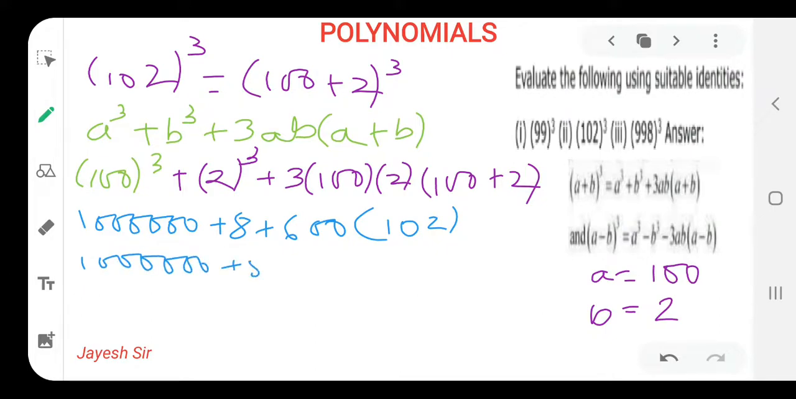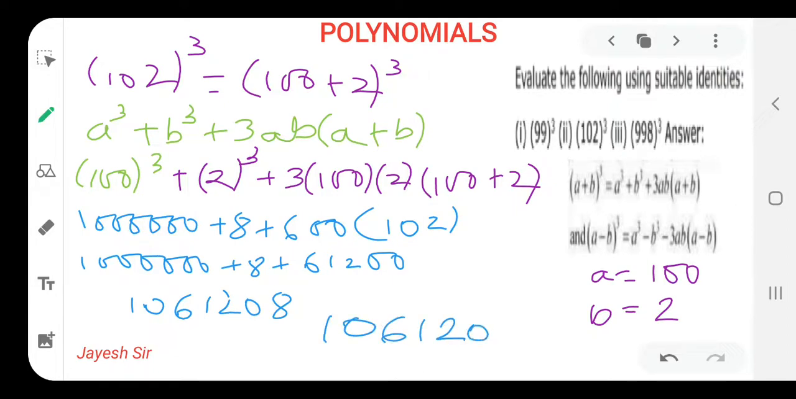Yes, plus 8 plus 61,200, that we have obtained by the distributive property only. So now we will add all the three. So what will we get as our answer? 1061208. I hope you all might be getting it and you all have understood and cleared your concept over here. So what is our answer? Again I am writing it, 1061208. This is our answer. I hope you all have understood and cleared your concept over here, friends.